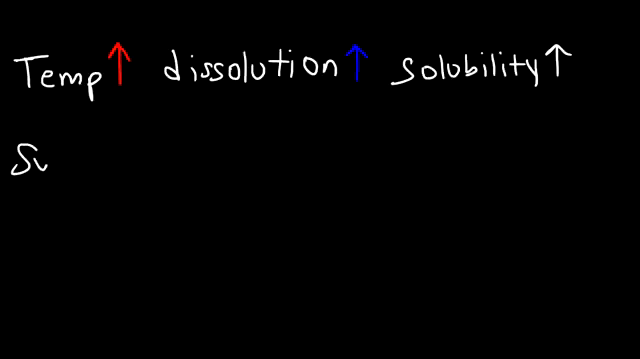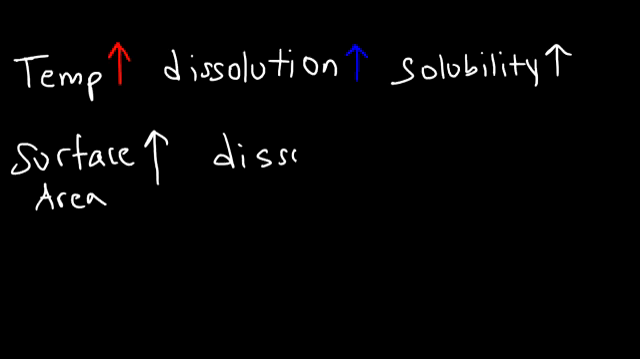Now, if you increase the surface area, let's say if you ground a cube of sodium chloride into a powder, the rate of dissolution will increase. It will not affect the solubility. The amount that the solution could hold at that temperature will be the same. Solubility is directly affected by temperature, but you can increase the rate at which something dissolves if you crush it into a powder and then put it in water.